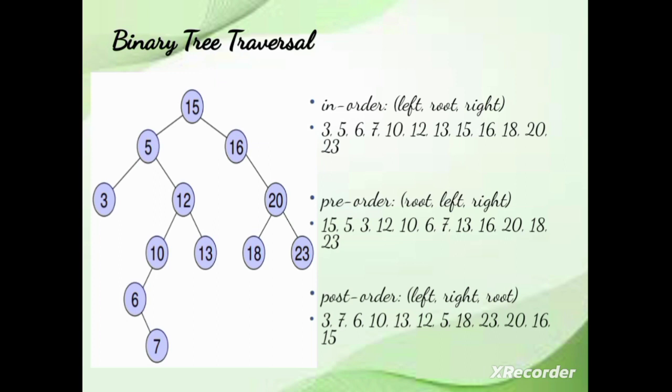This sequence represents the order in which the nodes of a binary tree would be visited based on a specific traversal method. Understanding these traversal techniques is crucial for various applications, including tree manipulation, expression evaluation, and tree-based algorithms.